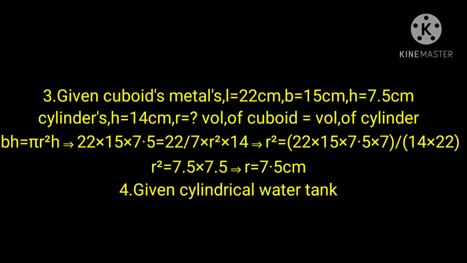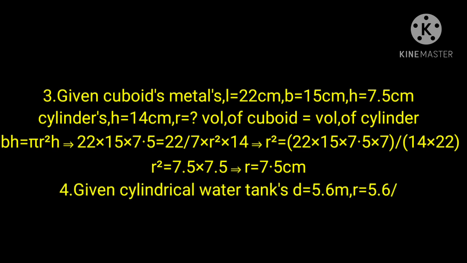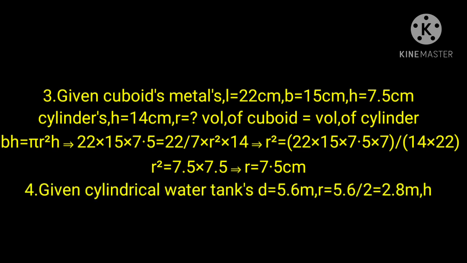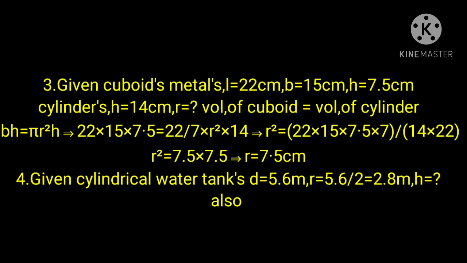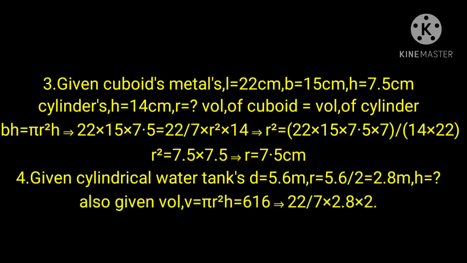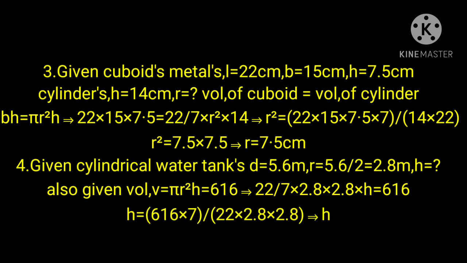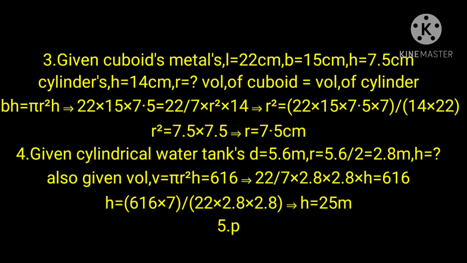Next, fourth question. Given a cylindrical water tank with diameter 5.6 meters, then from that r is equal to 5.6 by 2 is equal to 2.8 meters. Then height h is equal to how much? Also given volume V is equal to pi r square h, that is equal to 616, which implies 22 by 7 into 2.8 into 2.8 into h is equal to 616. Then height h is equal to 616 into 7 by 22 into 2.8 into 2.8. That implies h is equal to 25. After dividing and multiplying, we get 25.